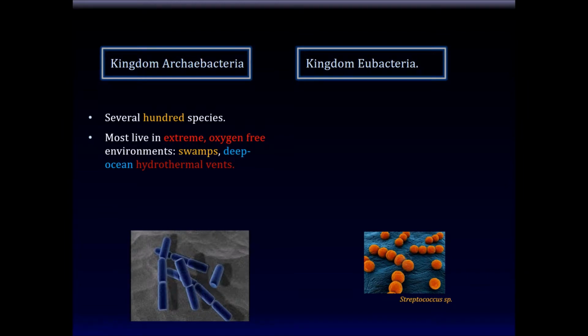It's like their home. My great great great great grandfather used to say, they lived in extreme environments. Do you understand? So Archaebacteria.